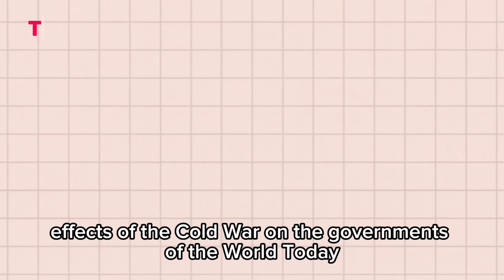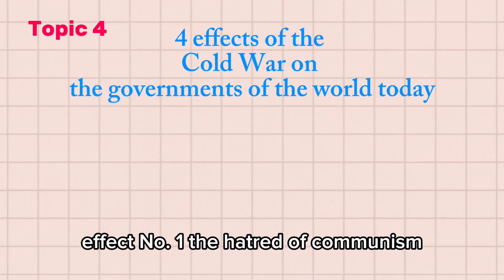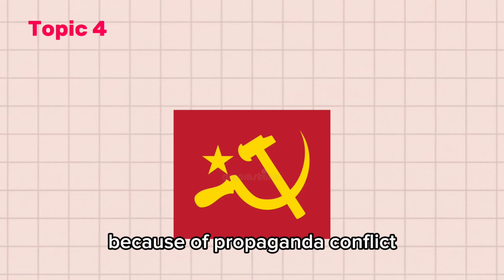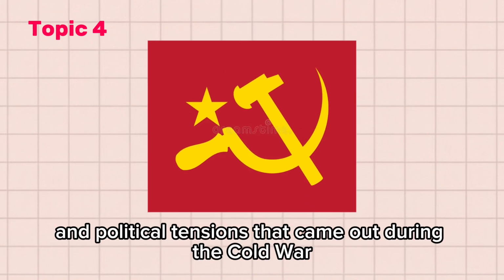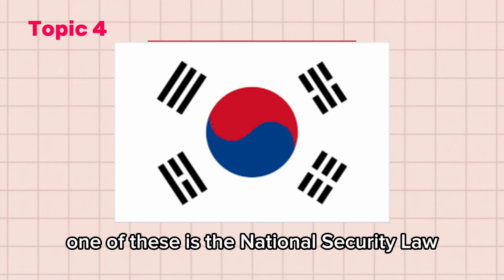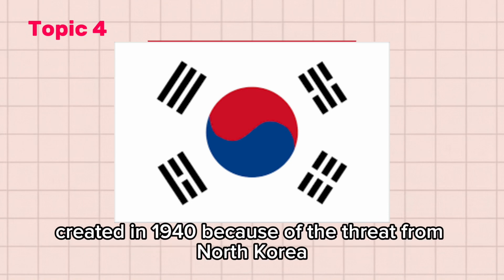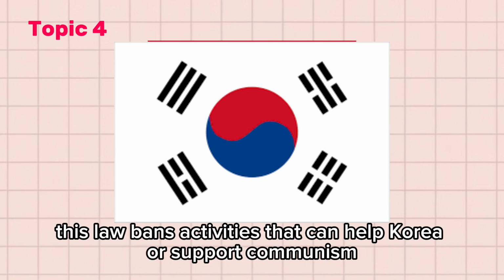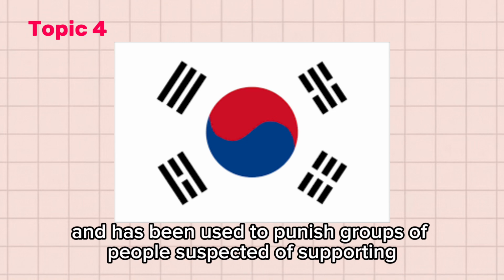Topic 4. 4 effects of the Cold War on the governments of the world today. Effect number 1. The hatred of communism today. Many governments still have distrust for communism because of propaganda, conflict, and political tensions that came out during the Cold War. For example, Korea has anti-communism laws. One of these is the National Security Law, created in 1948 because of the threat from North Korea. This law bans activities that could help North Korea or support communism, and has been used to punish groups of people suspected of supporting the North.